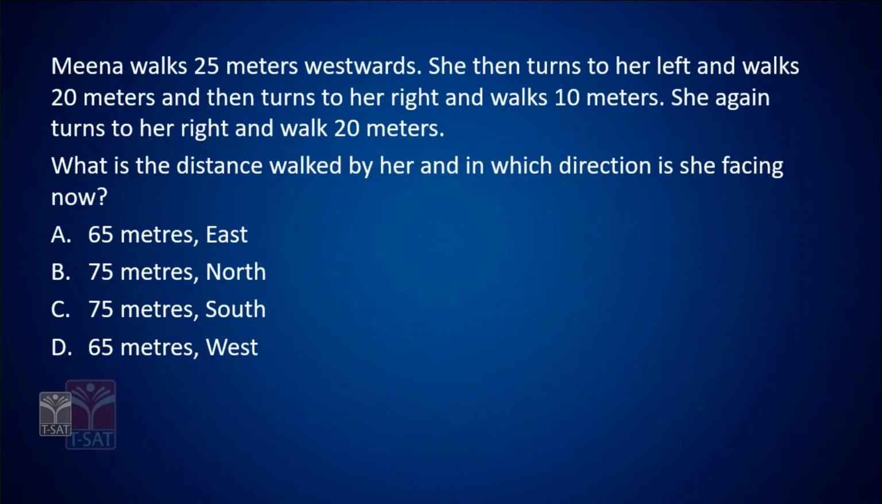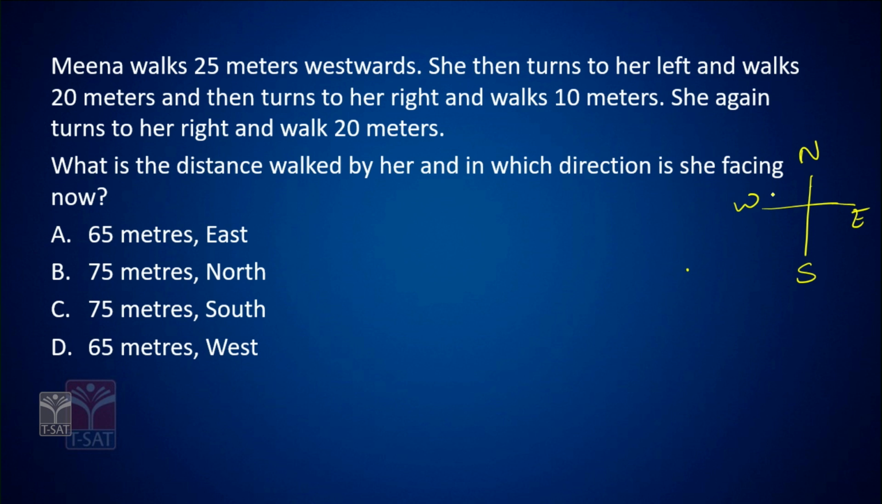Meena walks 25 meters westward, then she turns to her left and walks 20 meters, and then turns to her right and walks 10 meters. She again turns to her right and walks 20 meters. What is the distance walked by her, and in which direction is she facing now? Okay, so let's just say this is the starting point of Meena. Let's keep our directions in mind here, which is north, south, east, west.